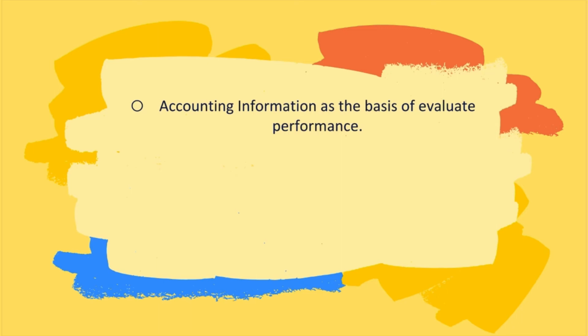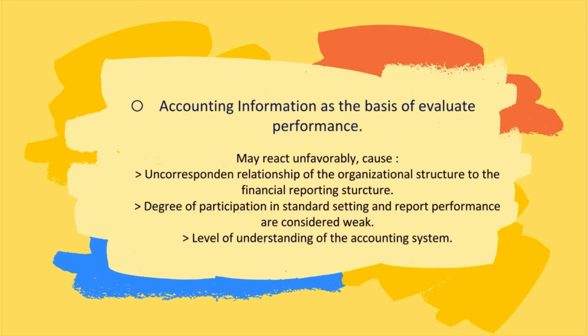They are one of the few objective measures of performance available. People may react unfavorably to the performance data supplied by the accounting system for a number of reasons, such as the lack of correspondence between organizational structure and the financial reporting structure, the degree of participation in standard setting and report performance being considered weak. And the third is the level of understanding of the accounting system.